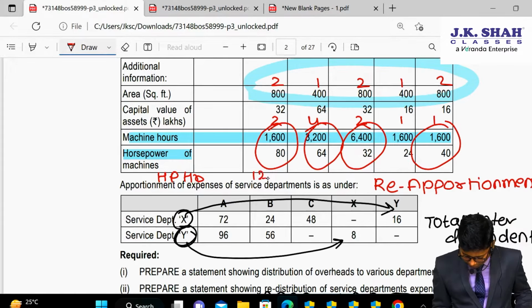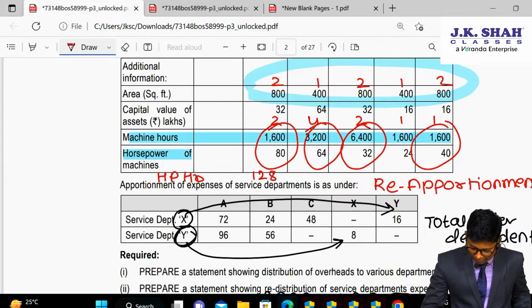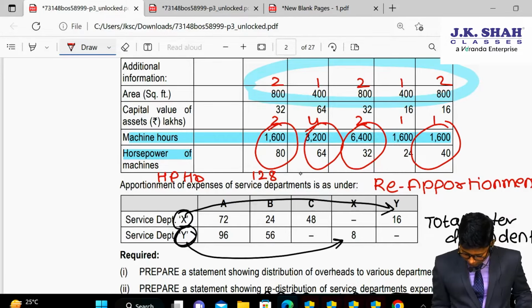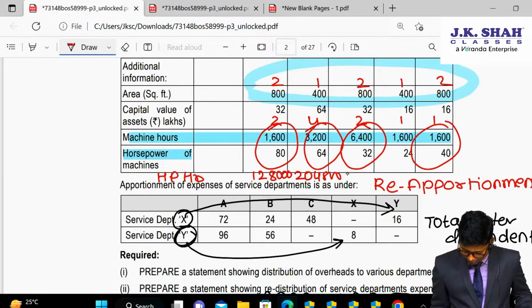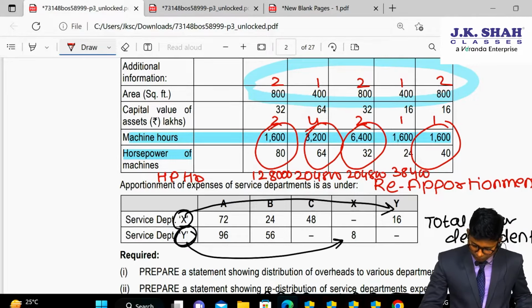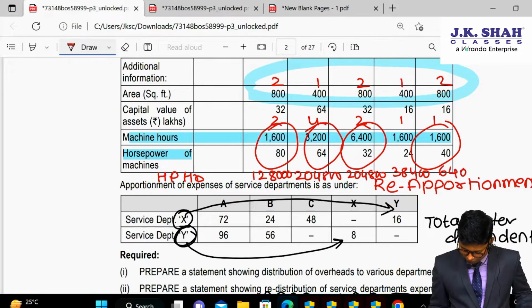So here is 1,28,000. Then in second case, if you multiply, you are going to get 2,04,800. 1600 into 80 is 1,28,000. Then 3,200 into 64 is equal to 2,04,800. 6,400 multiplied by 32 is again 2,04,800. 1,600 into 24 will give you 38,400, and 1,600 into 40 will give you 64,000 rupees.